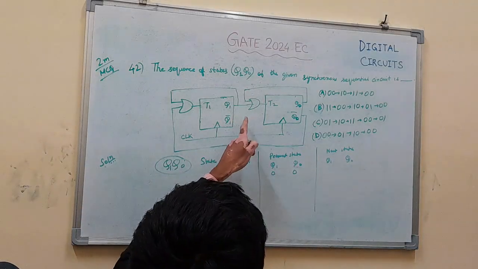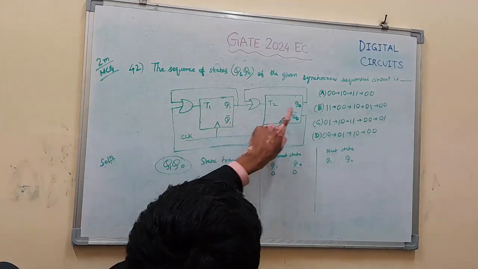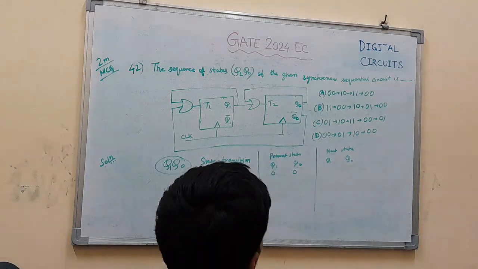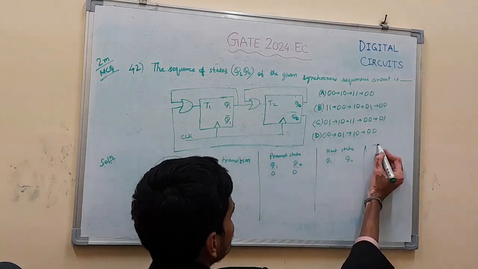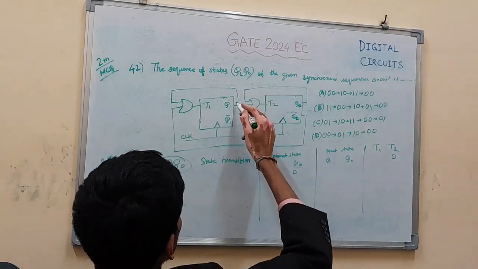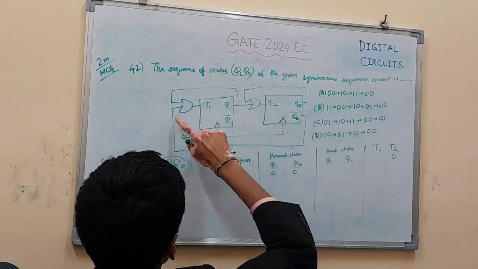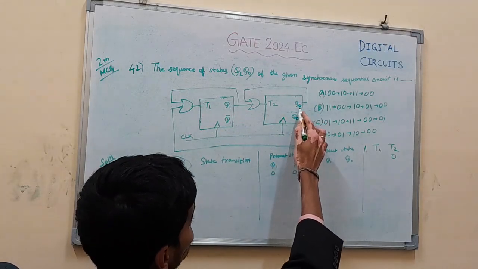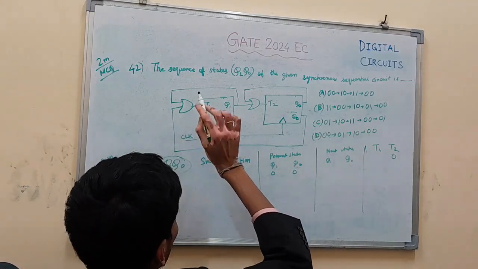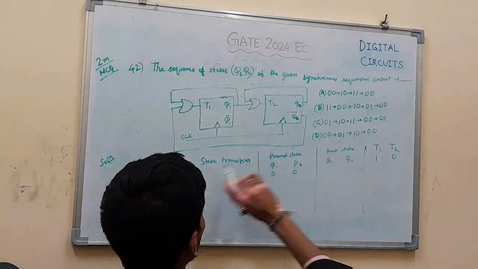So if Q1 and Q0 are both 0, then the AND gate output is 0, so T2 will be 0. And T1 will be what? One input is 0, but the other is 1, since Q0 is 0 so Q0 bar is 1. With 0 and 1 at an OR gate, any one input being 1 gives output 1. So T1 will basically be 1.